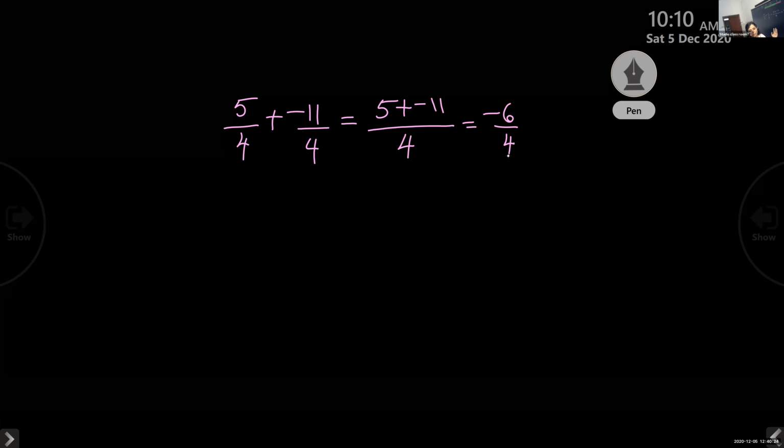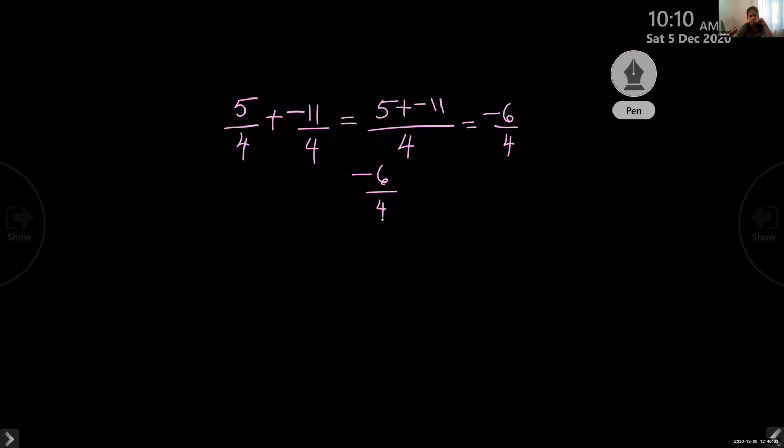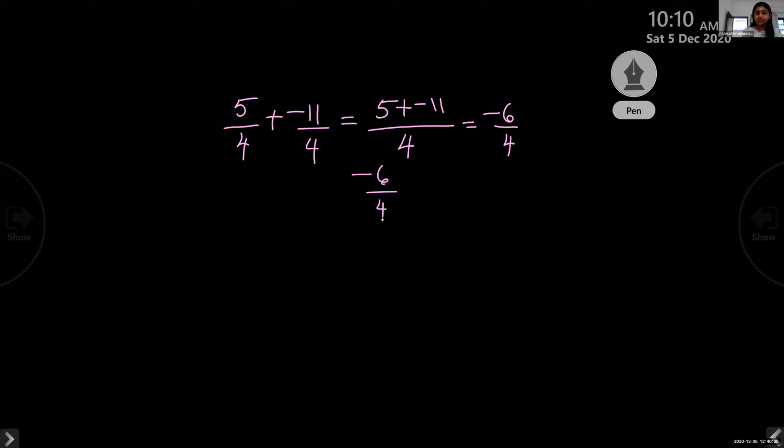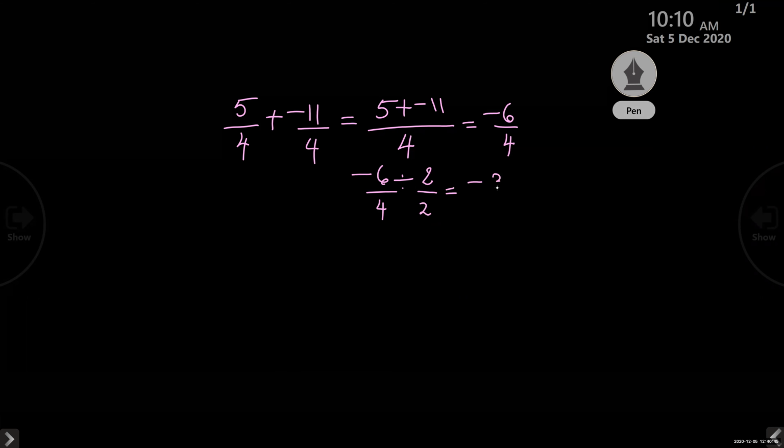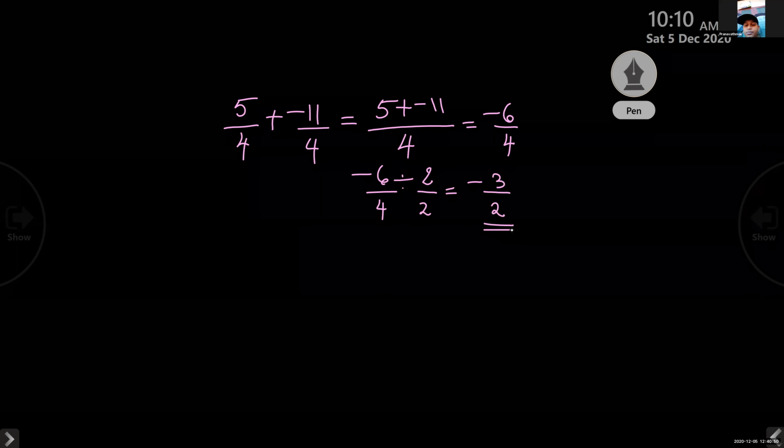Rational number, reduce to the lowest form. Well, how will you reduce to the lowest form? Common factor. Negative 6 by 4. How will you reduce? Divide by the common factor. So common factor is 2. Both 6 and 4, common factor is 2. So divide by 2. Okay. So what will you get? Negative 3 by 2. Answer is negative 3 by 2. Okay. Next question.